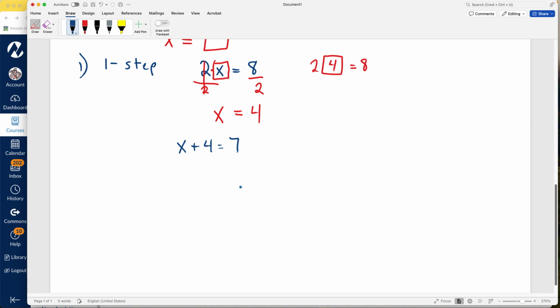On this one, again, another one-step equation. What would I do here? Exactly. I see add 4. No, I'm going to subtract 4. I do the opposite. What I do to one side, you got to do to the other.